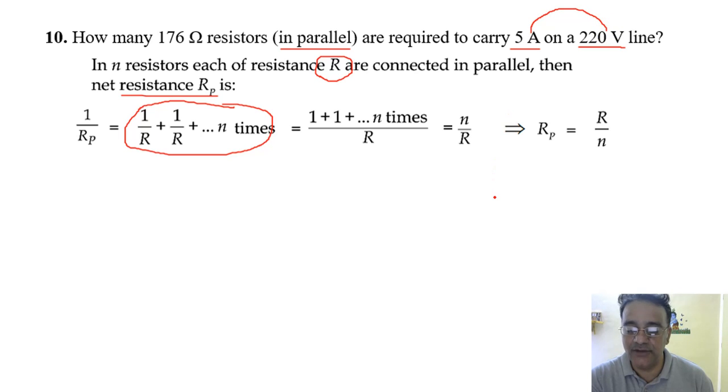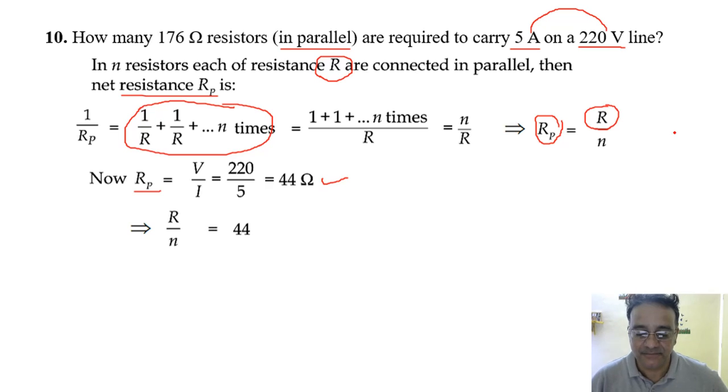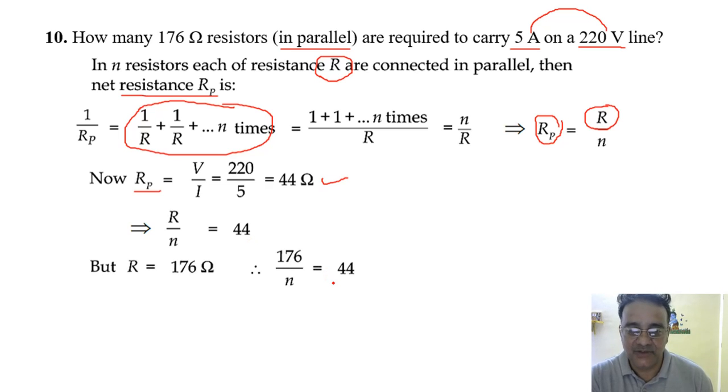From this we can calculate Rp as V by I, that is 220 by 5. So we are getting 44 ohms equivalent resistance. So we need to divide 44 ohms among which resistance? 176. We need an equivalent resistance of 44. So we will substitute here 44 and substitute here 176. Clear? So n will be equals to 176 upon 44, which means n is equals to 4.